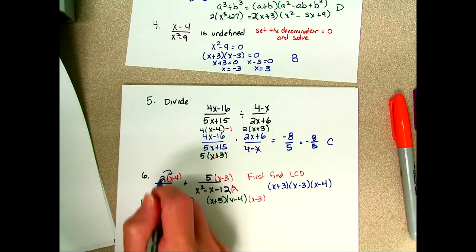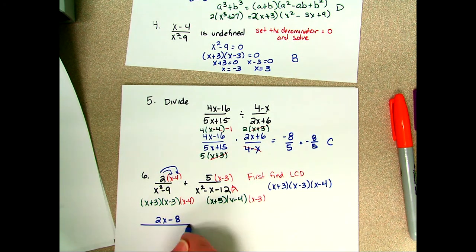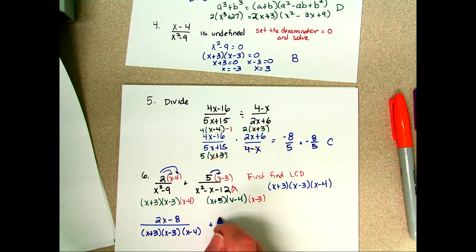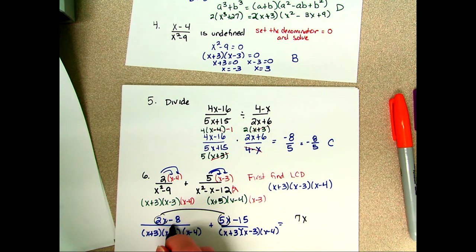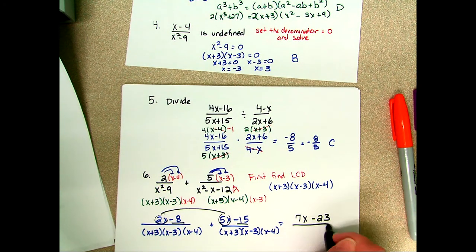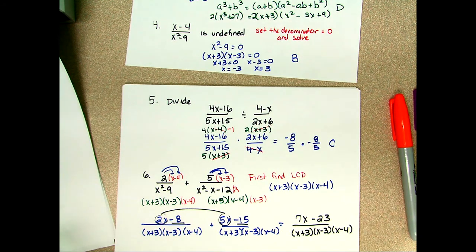2 times x gives us 2x. 2 times negative 4 is minus 8, all over x plus 3, x minus 3, x minus 4. Plus 5 times x is 5x. 5 times negative 3 is negative 15, all over x plus 3, x minus 3, x minus 4. We combine like terms. 2x and 5x is 7x. We have negative 8 and negative 15 is a negative 23, all over x plus 3, x minus 3, x minus 4. The answer for number 6 is E.